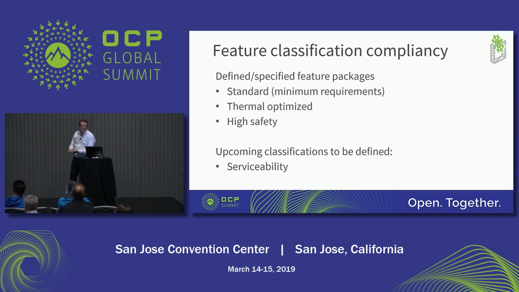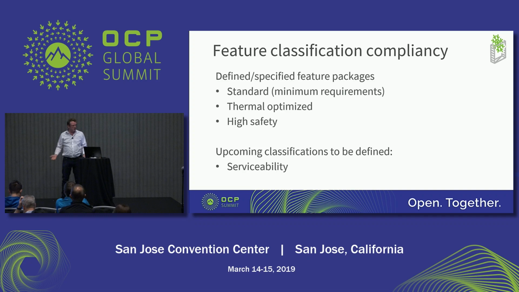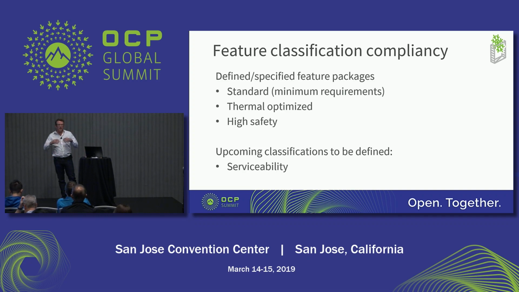Now, the current classifications are standard, that's a minimum basic level. I'll get into the details of how that's done and what is required within those levels this afternoon. We have a classification for thermal optimization, which allows you to optimize the water circuit, but also keep the thermodynamics stable inside an immersion environment. And high safety, which goes towards tier 3 and 4 environments, where high availability becomes an issue and a certain quality level of continuity is assured.